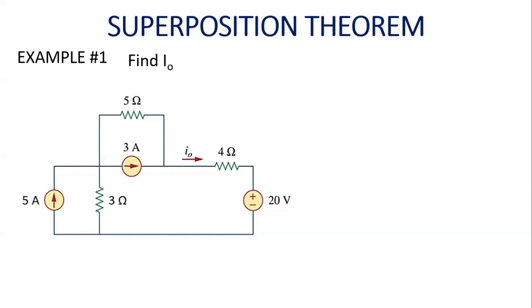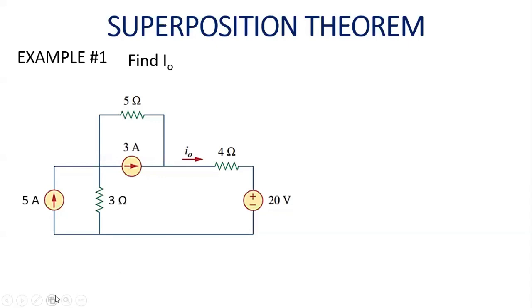Now, let's continue with the superposition theorem. Let's have this example number 1. Find I/O in a circuit. Let's observe the circuit. The circuit has 3 independent sources. We have 2 current sources and 1 independent voltage source. Now, how do we apply the superposition theorem to solve for the unknown?